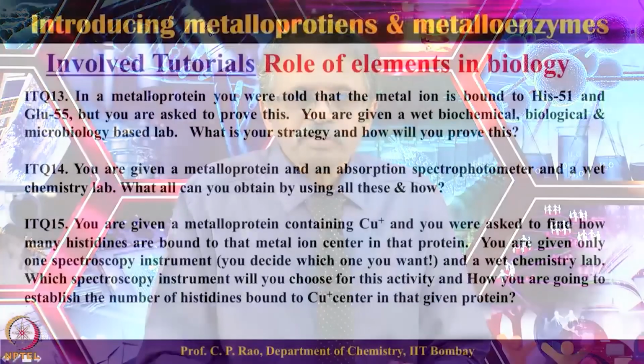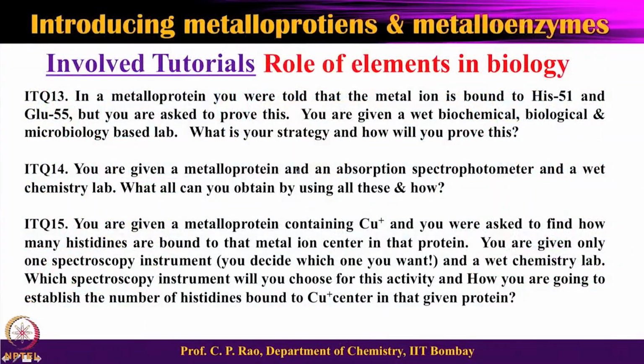Okay. In a metalloprotein, you were told that the metal ion is bound to histidine 51 and glutamic acid 55, but you are asked to prove this. You are given a wet biochemical, biological and microbiology based lab. What is your strategy? How will you prove this? If you answer this, I am sure you will be able to design some research problems for yourself or for your supervisor. Answers are there in the question.